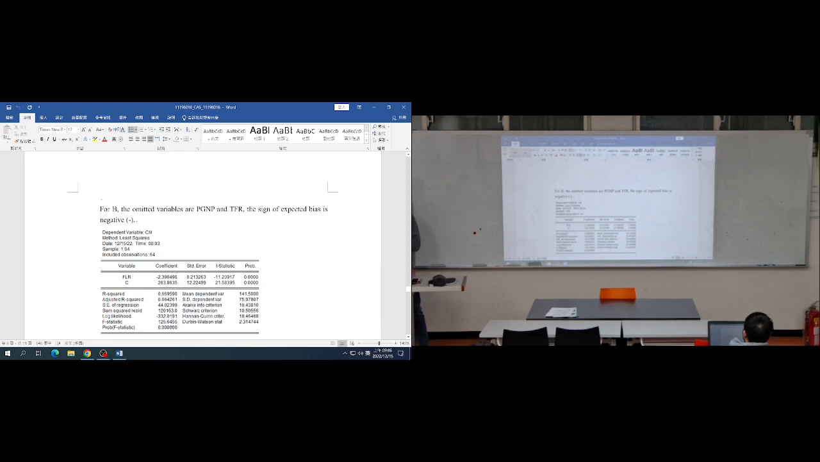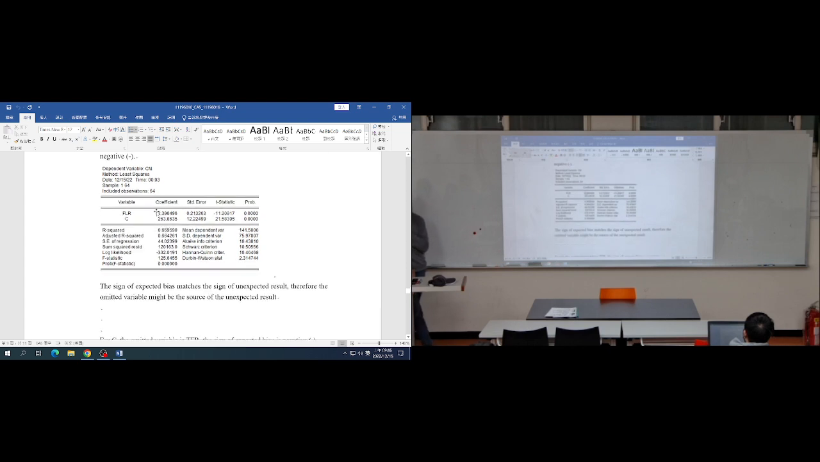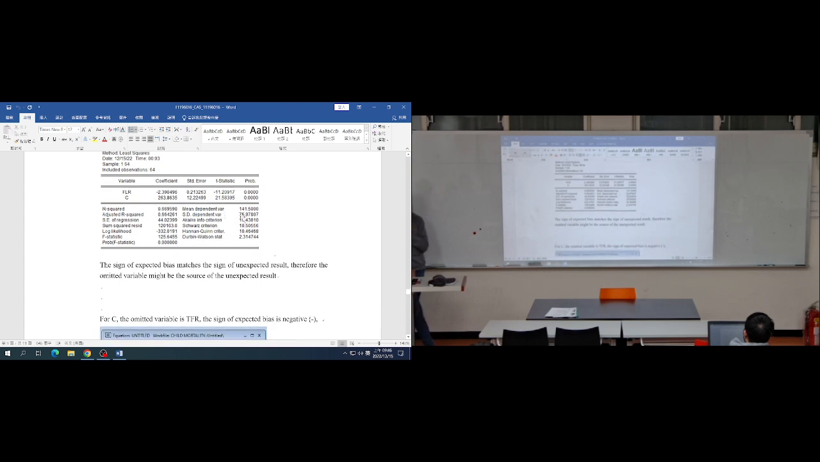So for model B, the omitted variables are PGNP and TFR, and the sign of the expected bias is negative. All right. So here we have FLR, which is also negative. So the sign of the expected bias matches the sign of the unexpected result. Therefore, the omitted variable might be the source of the unexpected result. Quite honestly, I didn't find that this number was really crazy, but I just wanted to try the expected bias analysis so that I could show it to you.